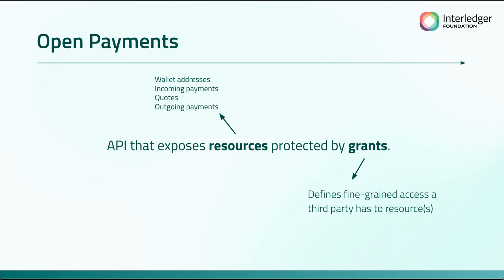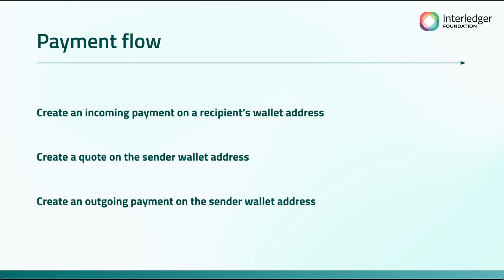A grant is essentially what a third party needs to have in order to access these resources, with the exception of wallet addresses, because that is public information, publicly available. A grant specifies exactly what access a third party has to particular resources and to what extent, with which limits, and so on.